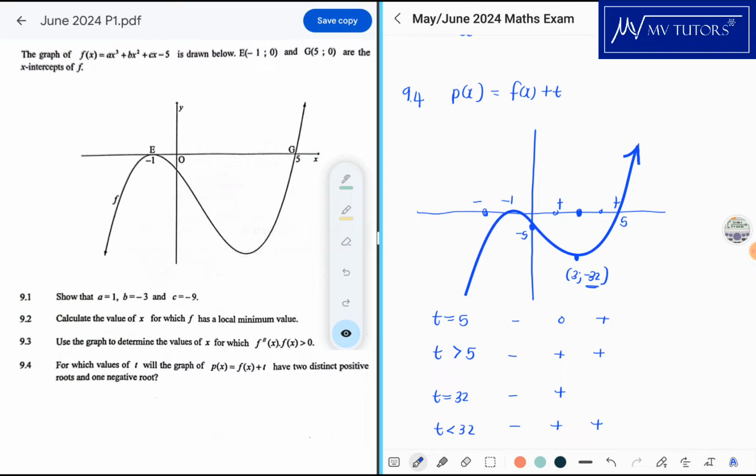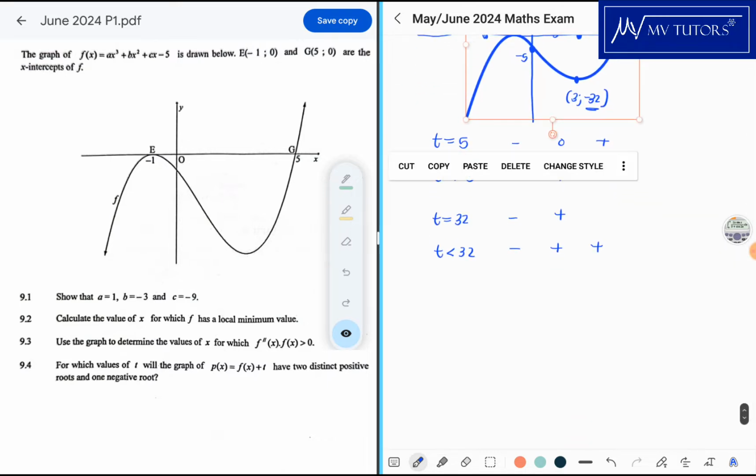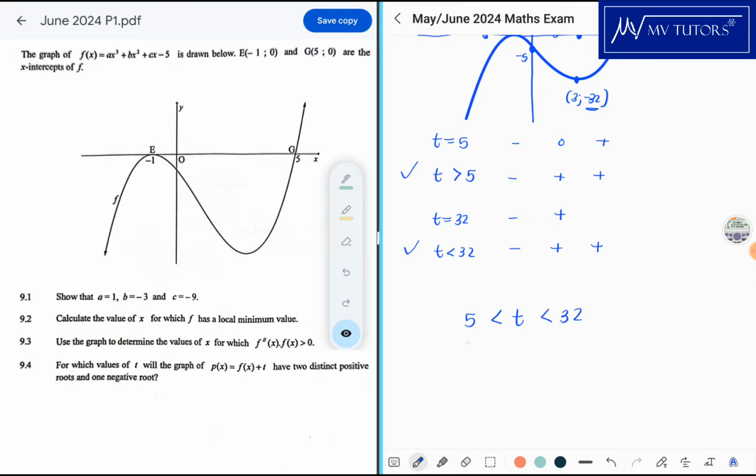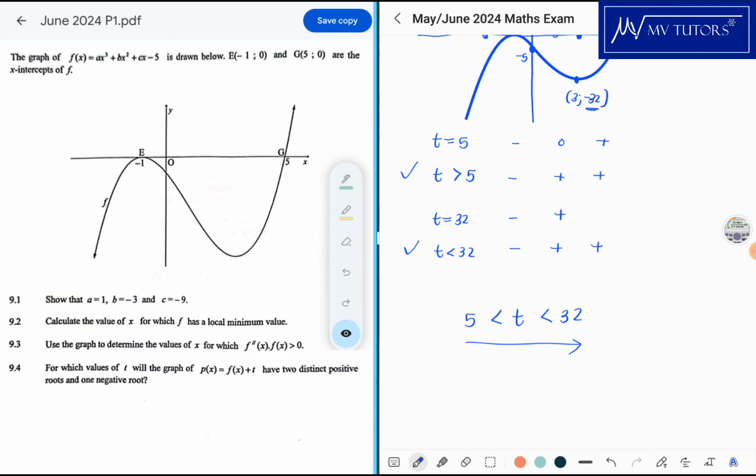Okay, so I hope you understand what I'm doing over here. So ultimately, what does t need to be? T then has to be bigger than 5, and t has to be smaller than 32. So t has to be in between 5 and 32. And that's how you're going to get your answer. Okay, and that is it for question 9.